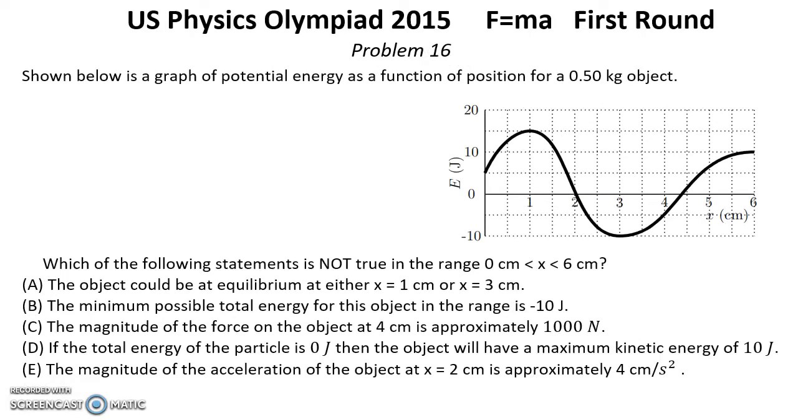Problem number 16. Shown below is a graph of potential energy as a function of position for a 0.5 kilogram object. Which of the following statements is not true in the range of from 0 to 6 centimeters?